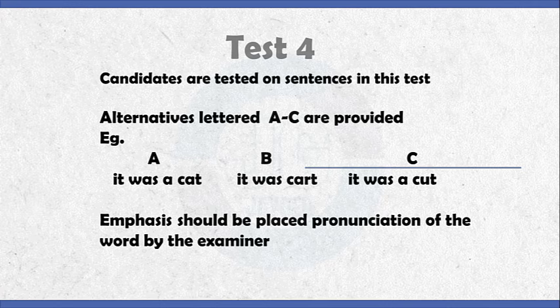Example: it was a cat. It was a cat. It was a cat. You realize that the above sentences are very similar. The differences will only come out when a sentence is read out to you. Your focus should be on listening to the correct pronunciation of words in the sentences and choosing your answers accordingly. If the sentence read out was, "It was a cat," your answer should be C.